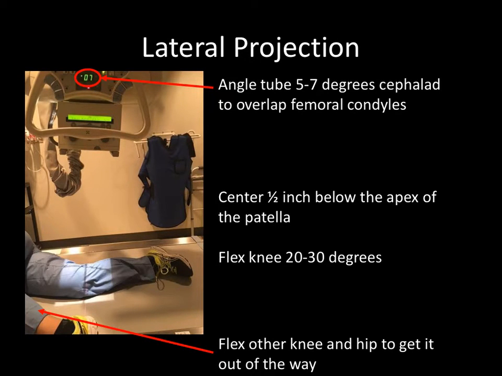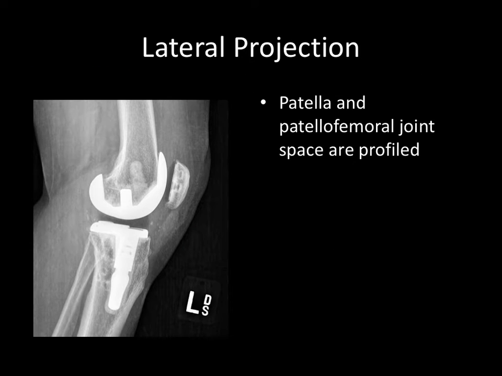Next is the lateral view. The patient lies on the side being imaged with their knee flexed about 20 to 30 degrees. The other leg is brought up and over to get it out of the way. The tube is angled between 5 and 7 degrees cephalad in order to overlap the femoral condyles because the medial condyle is larger than the lateral condyle. This technique allows us to profile the patella and the patellofemoral joint space.